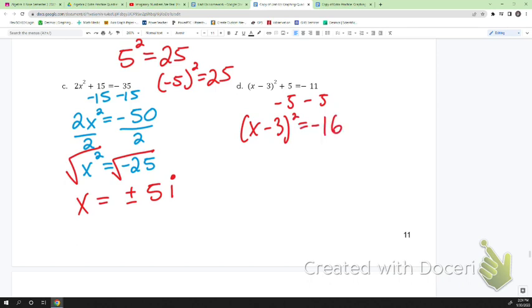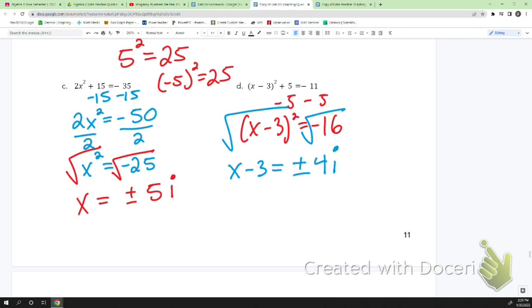Minus 5 from both sides. What should I undo next? I'm trying to get x by itself. I'm solving by undoing. What would be the next thing I should undo? The square. So I'm going to square root both sides. Didn't we do the square root of negative 16 already? What is it? Plus or minus 4i.